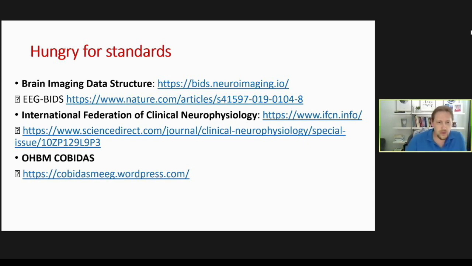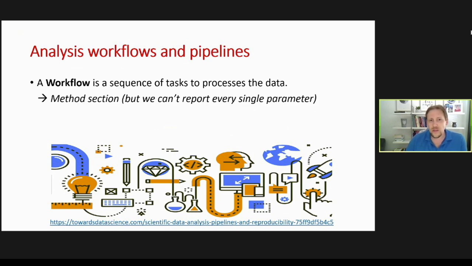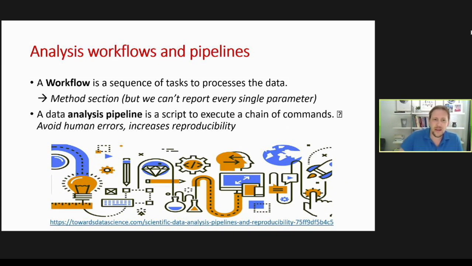Together with these come other recommendations, which are about using workflows and pipelines. A workflow is a sequence of tasks to process the data, and that would typically be what we write in the method sections. We cannot, however, report every single parameter, and this is why we typically recommend to also share pipelines. A data analysis pipeline is a script to execute a chain of commands, and this allows us to avoid human errors and increase reproducibility.